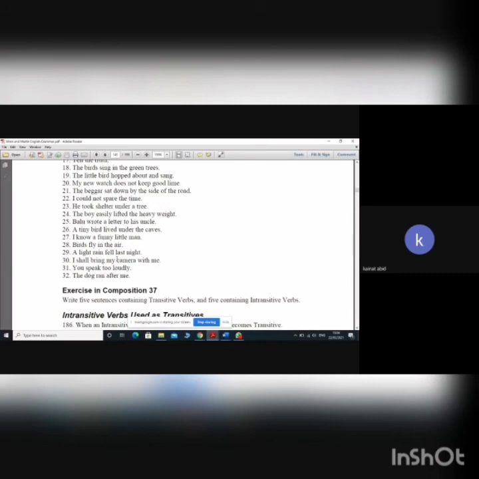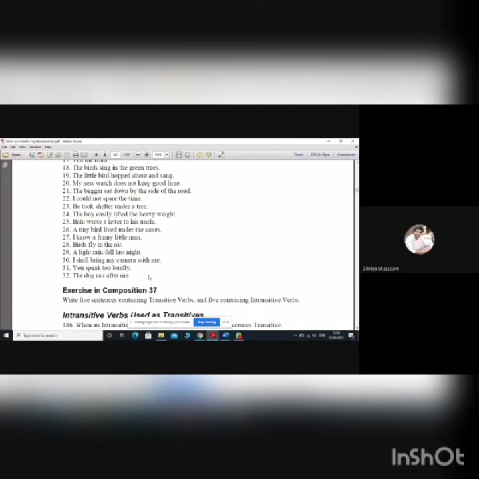Intransitive. Are you sure this is intransitive? Yes, ma'am. You are very right. This is an example of an intransitive verb because you is the subject, speak is the verb and loudly is an adverb. The last one: the dog ran after me.